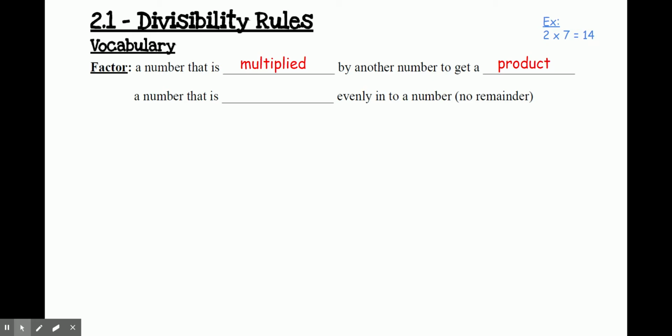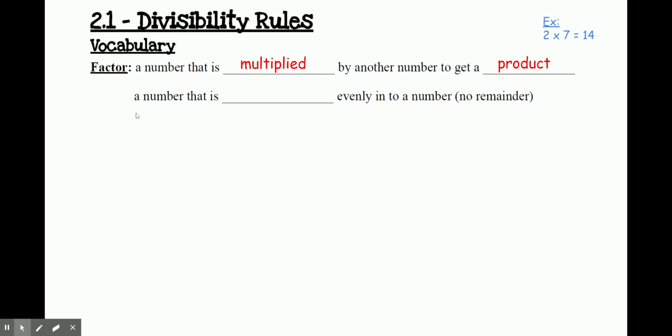Other similar words would be sum, difference, quotient. The answer to an addition problem is a sum. The answer to a subtraction problem is a difference. Quotient goes for division problems. So a product is just the answer to a multiplication problem.